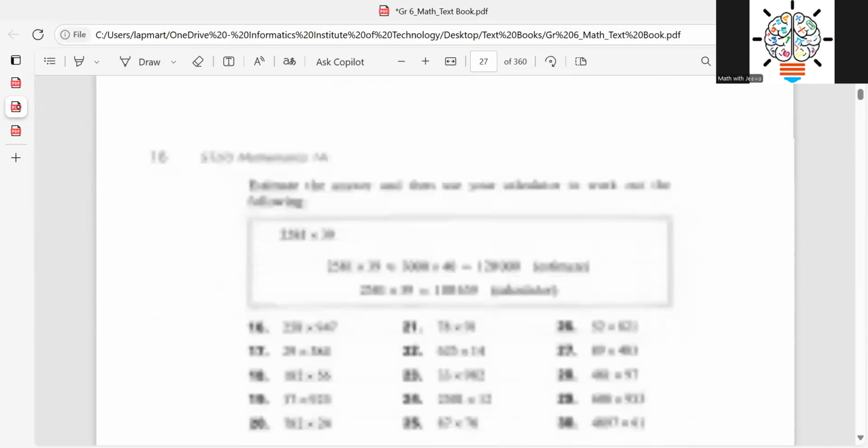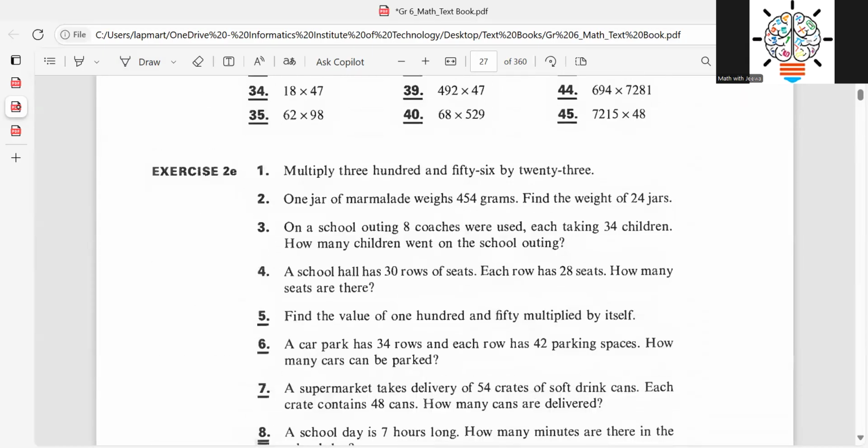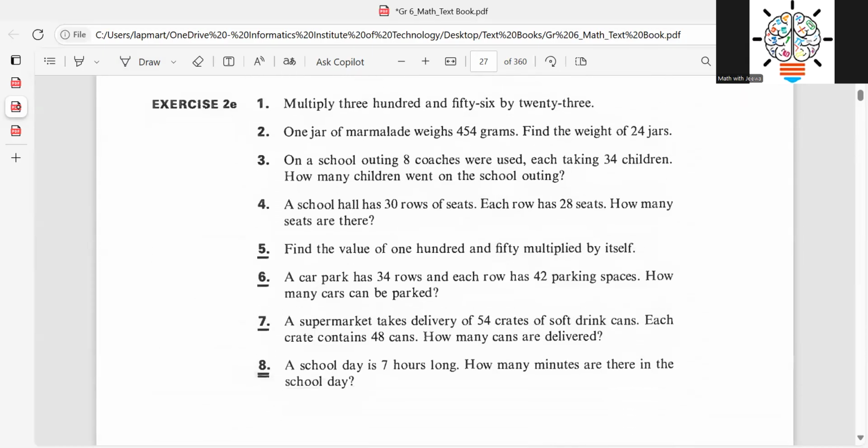And you want to do word problems, right? So then you want to do word problems. Question number 1 to 4. Okay, these are the question numbers you want to do.